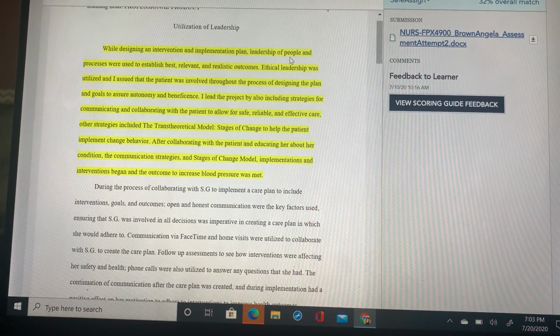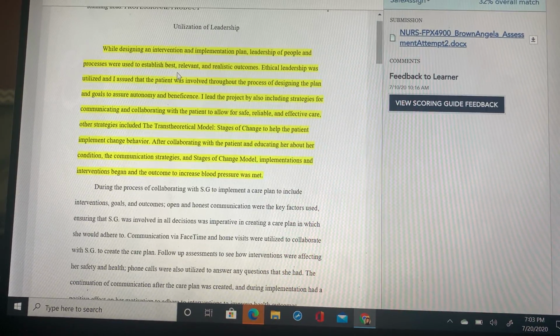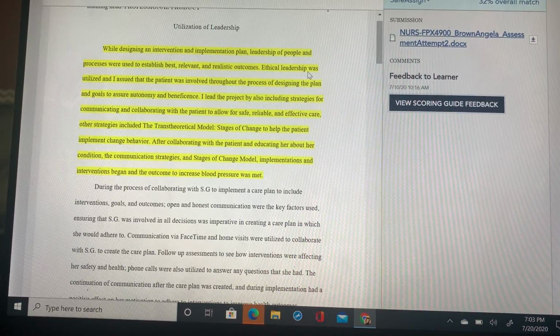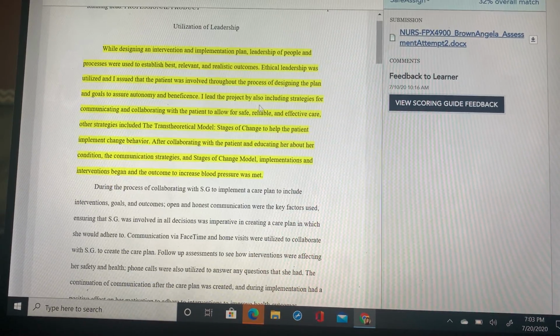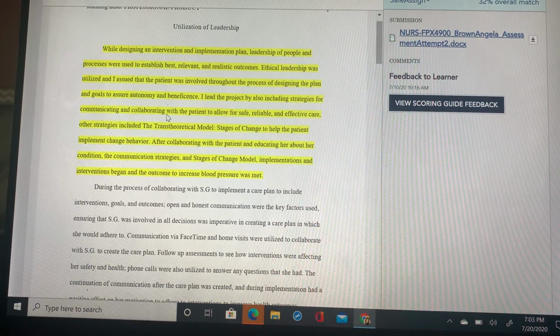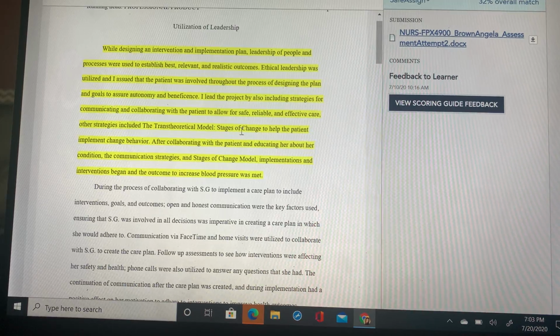Intervention plan, leadership of people and processes were used to establish best, relevant, and realistic outcomes. I used ethical leadership, and I led the project by including strategies for communication and collaboration. And I also included the trans-theoretical model, stages of change.